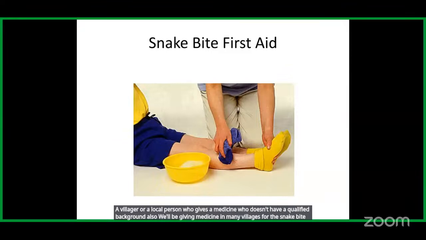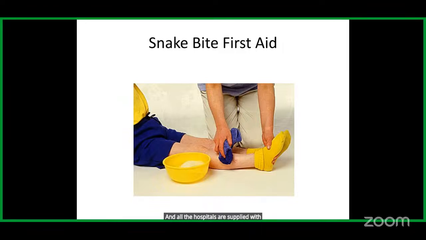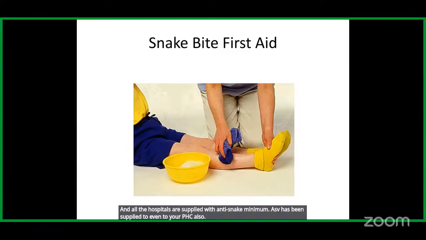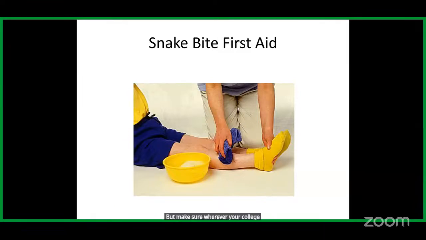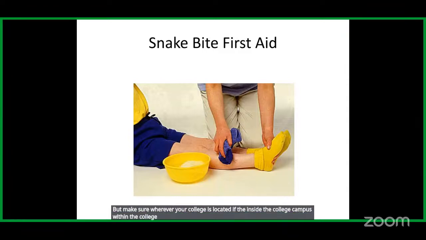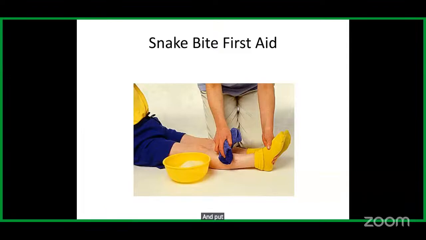So there are many reasons for the death, but please remember the 3 important measures to be taken. And all the hospitals are supplied with anti-snake venom. ASV is supplied even to a PHC. But wherever your college is located, if snakes are reported by the students within the college campus, be cautious about that. Find out from the nearest PHC how many ampules of ASV they preserve and have in supply, and put a board in prominent places regarding the threat of snakes there.